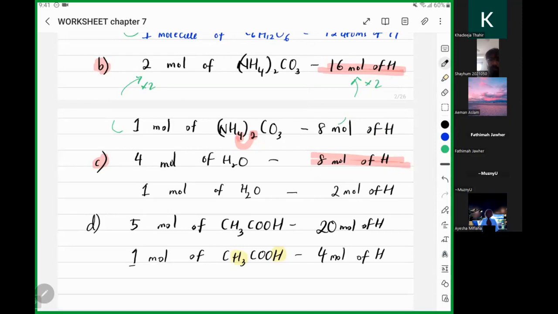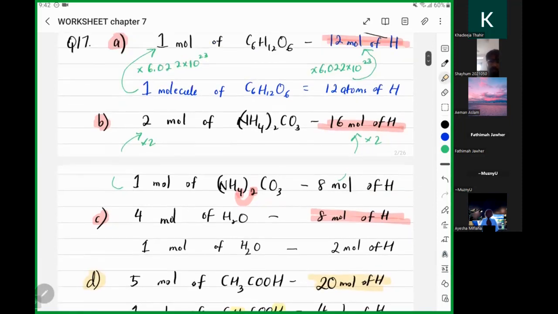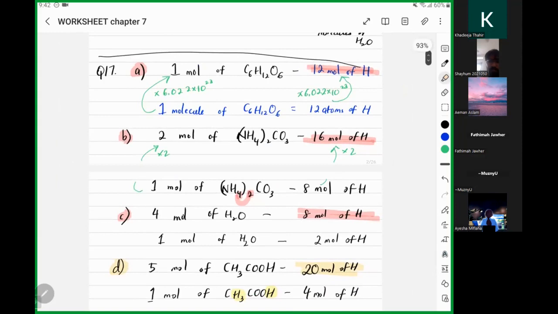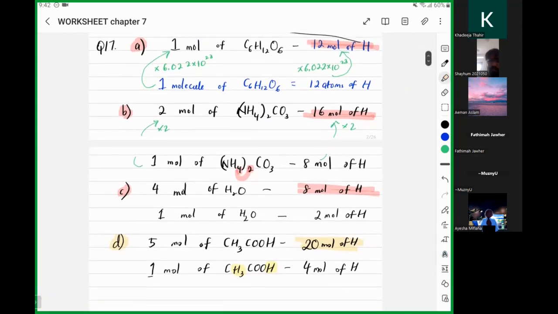Okay. So D answer is this. So what is your answer finally? What has the greatest number of hydrogen atoms? D. D for dog. D.